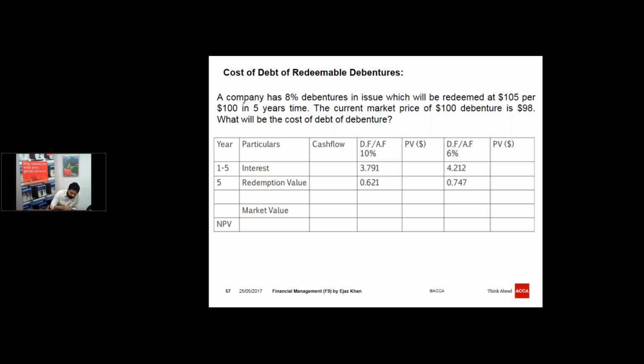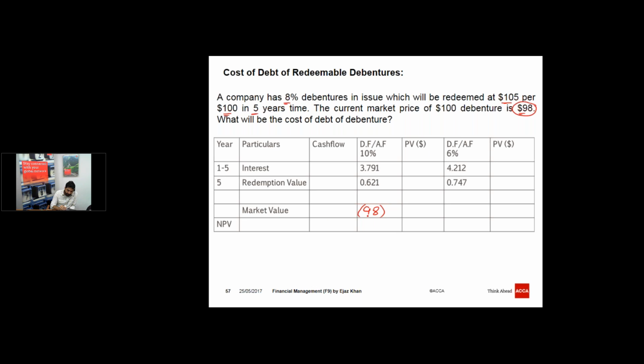So look at this example. A company has 8% debentures in issue, which will be redeemed at $105 per $100 in 5 years' time. And the current market price of 100 debenture is 98. It means that whoever buys these debentures will have to invest $98 today. So it will be the initial investment. So we'll write the initial investment here, which is $98. And initial investment is always written in brackets because it is outflow.